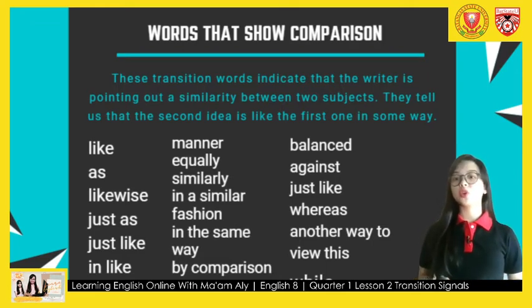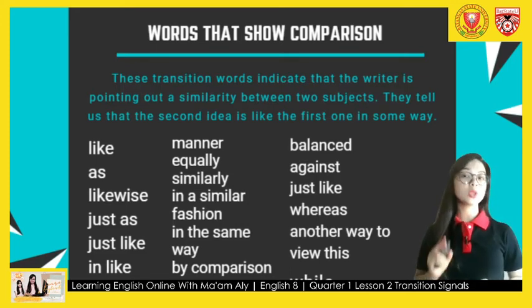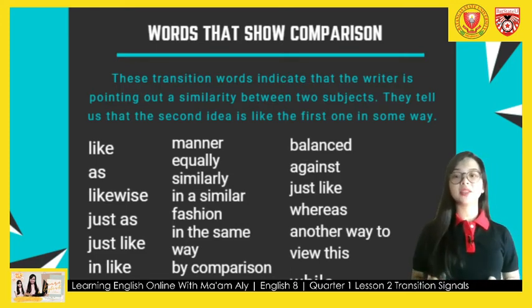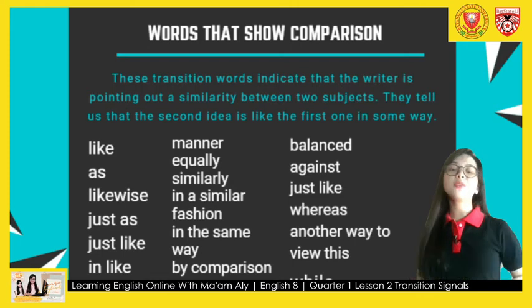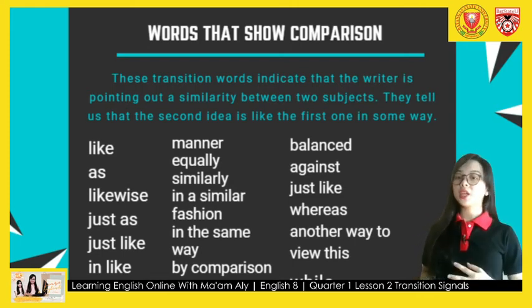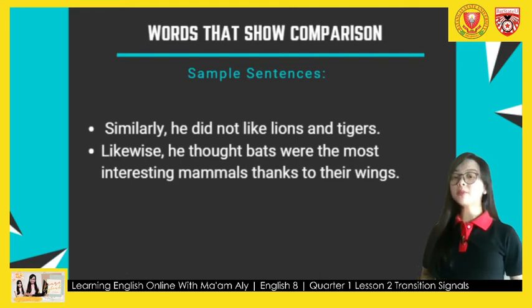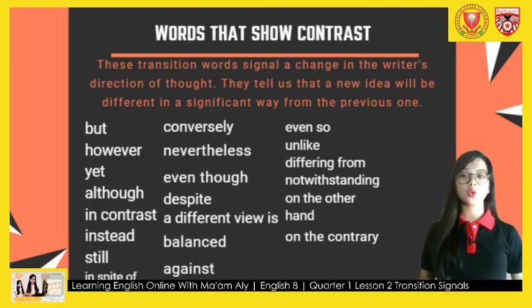These transition words indicate that the writer is pointing out a similarity between two subjects. They tell us that the second idea is like the first one in some way. Here are some words that show comparison. Also, here are the sample sentences of the words that show comparison. Please read. Next are the transition words that show contrast.